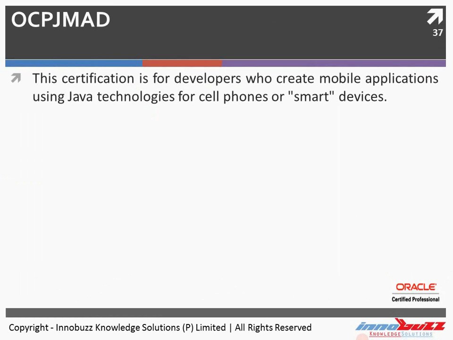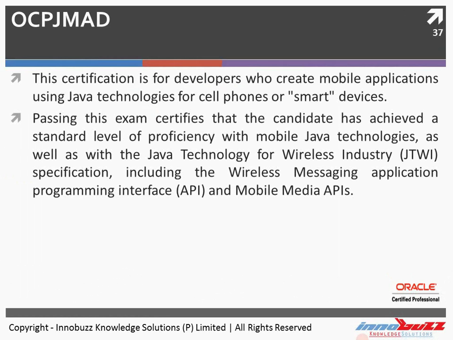This certification is specially for developers who create mobile applications using Java technologies for cell phones or smart devices. Passing this exam certifies that the candidate has achieved a standard level of proficiency with mobile Java technologies, as well as with the Java technology for the wireless industry specification, including the wireless messaging application programming interface and mobile media APIs.